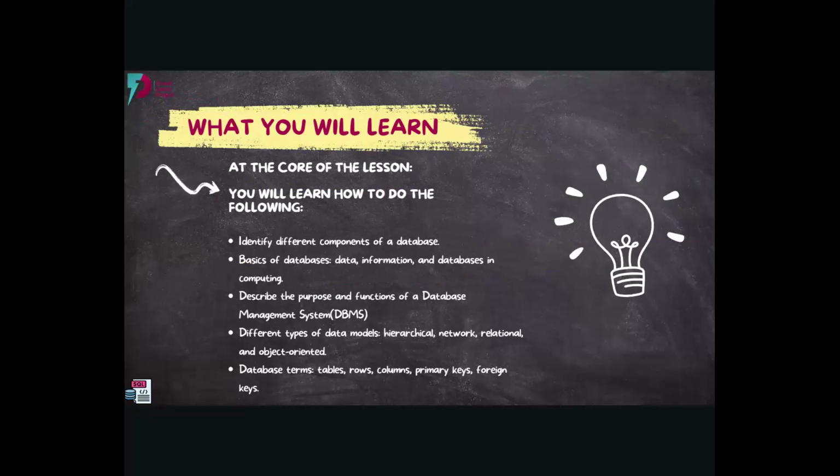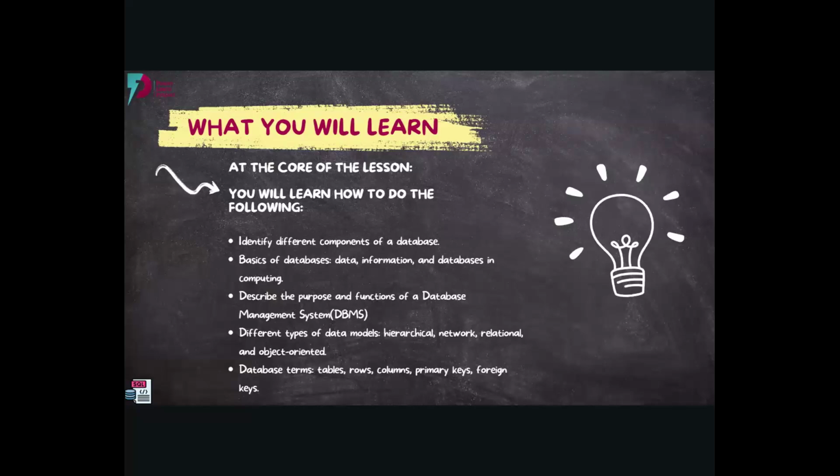For example, we're going to understand what data is. We're also going to see what information is. We're also going to understand the different types of DBMS that we have in the market today. We're also going to see the different types of data models: the hierarchical, the network, relational database, and also the object-oriented. We're also going to define some of the key common terms like the table, a row, a column, a primary key, and also a foreign key.